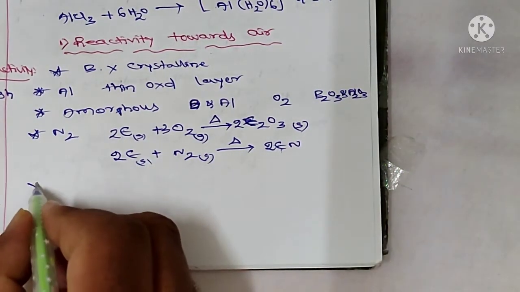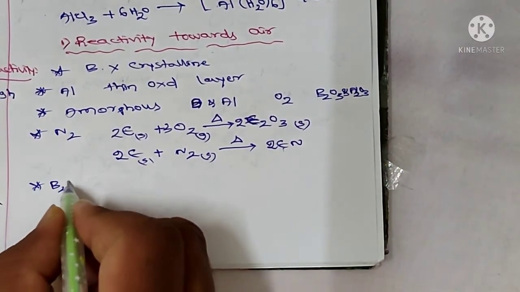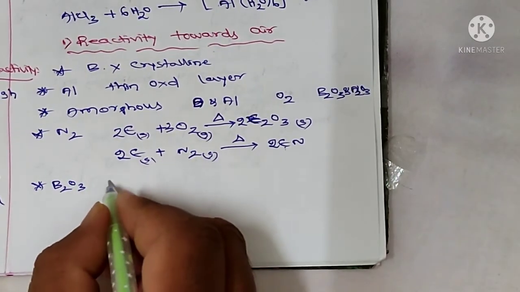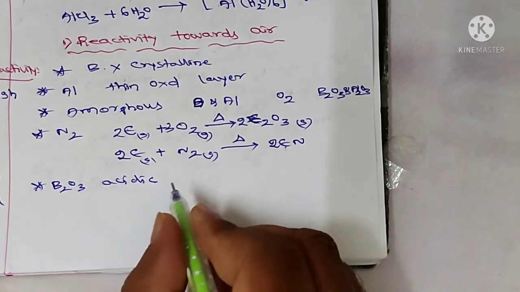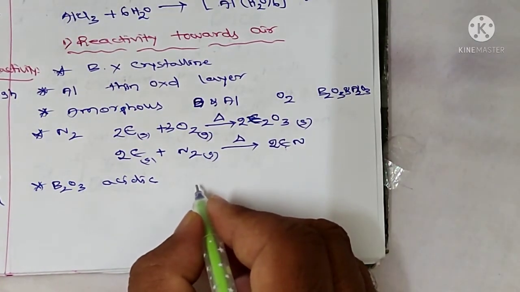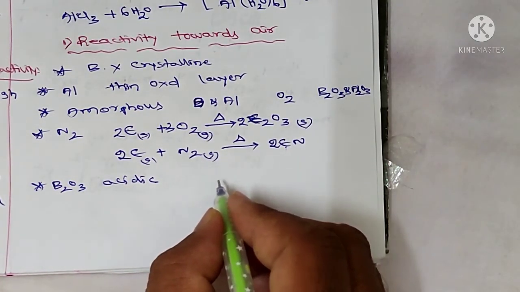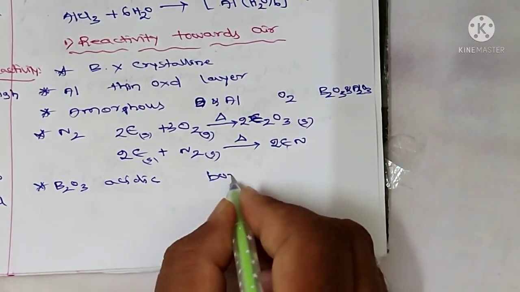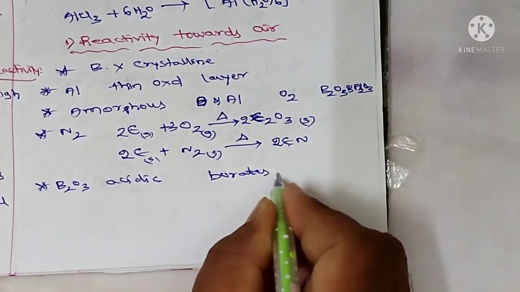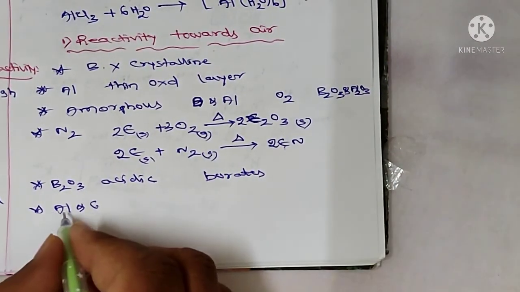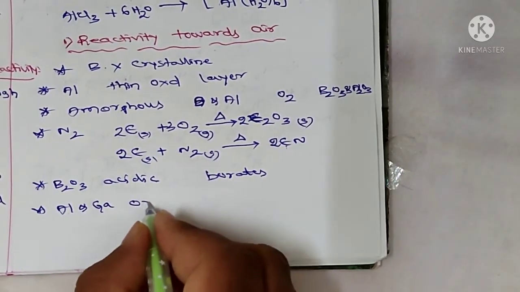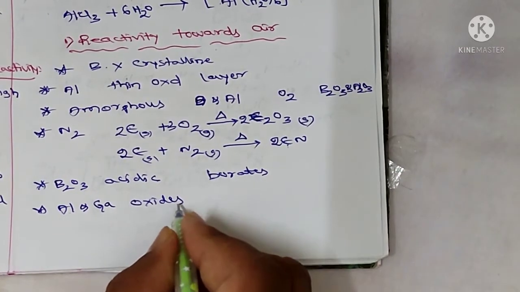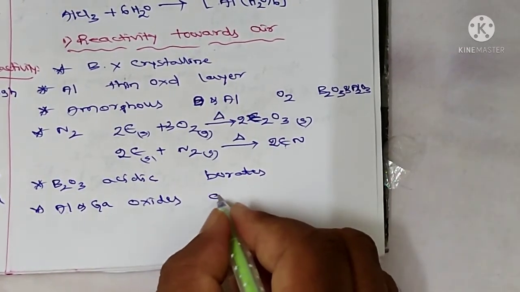And B2O3 is acidic, and it reacts with basic oxides to form borates. And aluminium and gallium oxides are amphoteric.